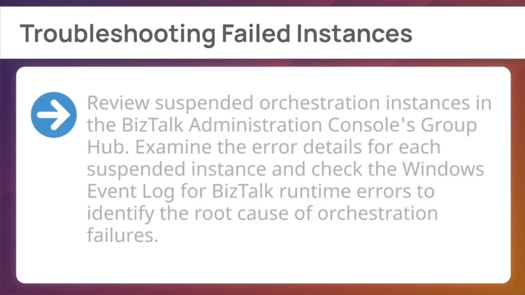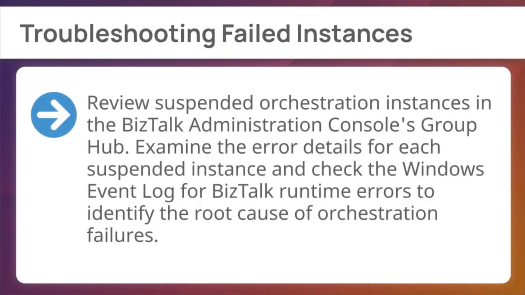Finally, troubleshooting failed instances. Review suspended orchestration instances in the BizTalk Administration Console's Group Hub. Examine the error details for each suspended instance and check the Windows event log for BizTalk runtime errors to identify the root cause of orchestration failures.